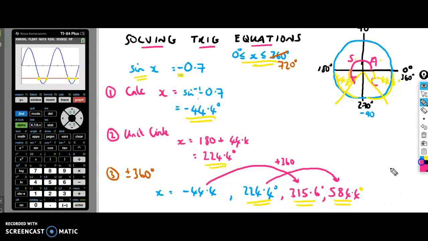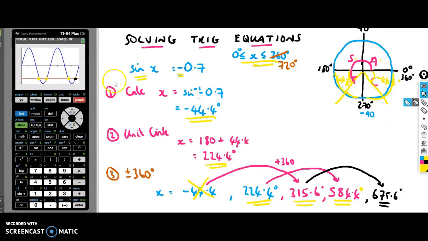How do we get the last one? Well, we leapfrog again from the previous answer. And that's going to be 360 onto that, which will be 675.6. There is our fourth answer, which is this value here. And we don't need 44.4.